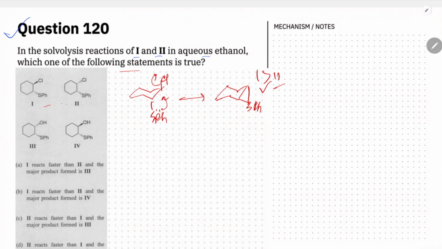1 reacts faster than 2. For the major product, after that the OH2 will attack from this side and give the OH up in this product. Okay, so this will give this product. So 4 is the major product: 1 reacts faster than 2 and 4 is the major product. Option B is right. Thanks for watching this video.